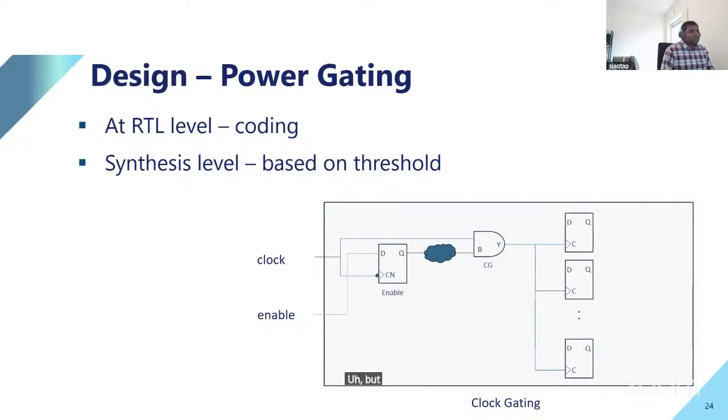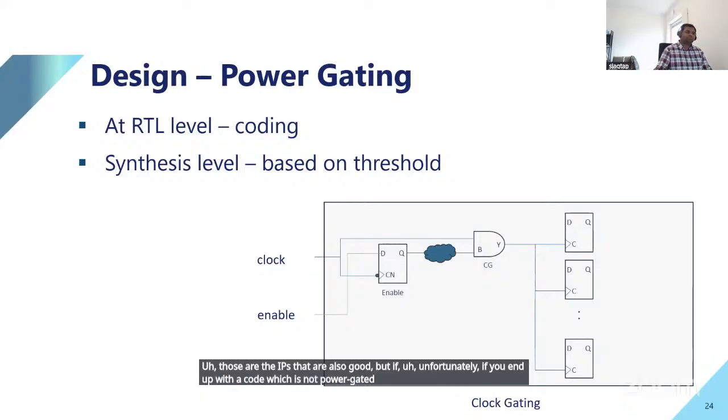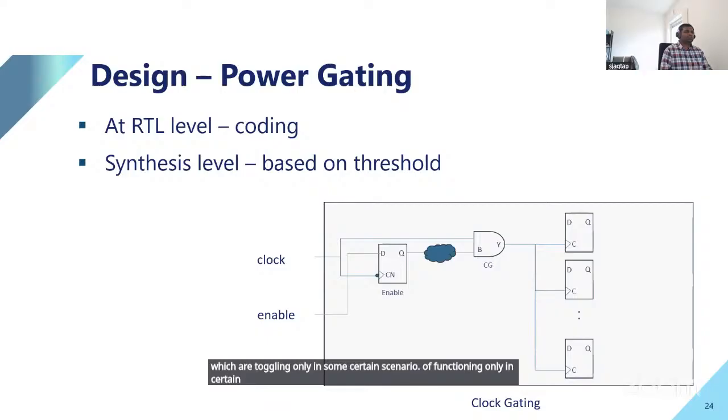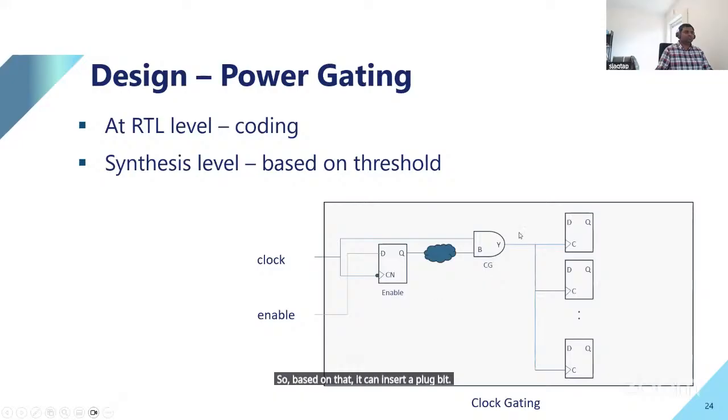But this is not always the case. Sometimes you get third-party soft IP. Those IPs are also good. But unfortunately, if you end up with code which is not clock gated, then the synthesis tool will do this for you. But then you have to tell synthesis what threshold it should use. If I find, let's say, a minimum of 8 flip-flops which toggle only in certain scenarios, or function only in certain scenarios and not at all in others, then based on that, the synthesis tool can insert a clock gate.